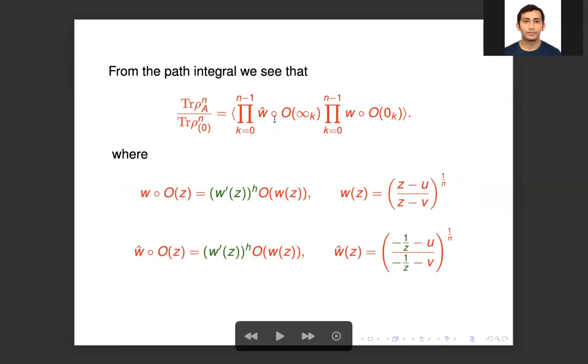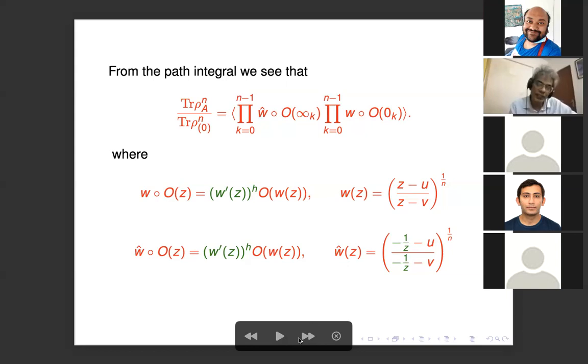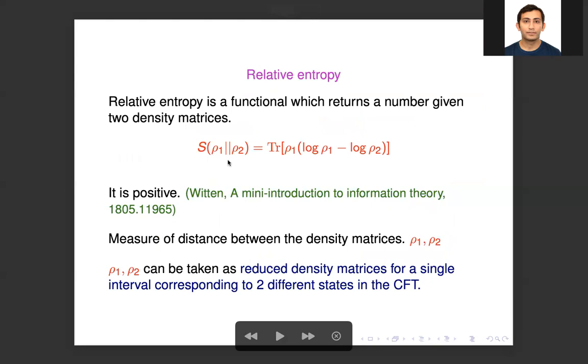Yeah, because for any conformal transformation in a CFT, you have this w prime, the slope of the transformation, that comes just like a tensor transformation. Okay, so there's another concept which many times when you read these papers you'll see.